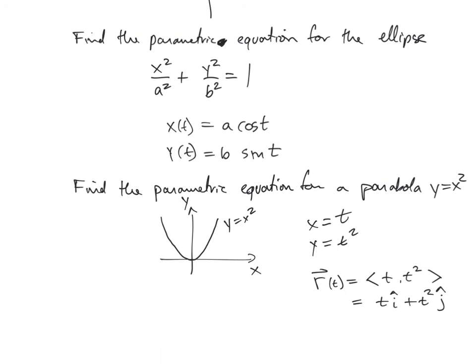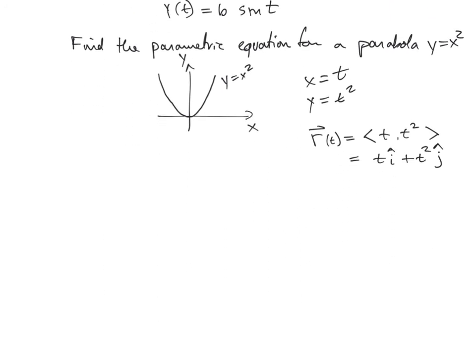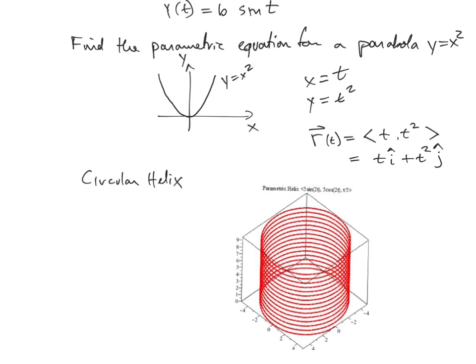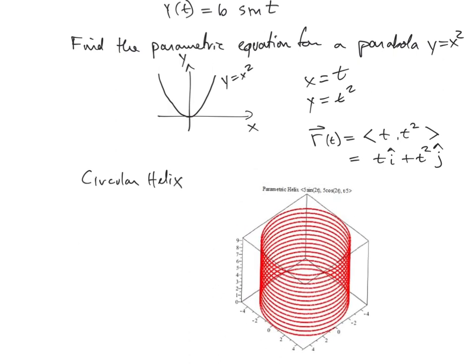Okay, let's look at something a little bit more interesting. How about a circular helix? I think I might have a picture for it. Let me just see. I do. So that's what we call a circular helix. It looks like a spring, okay?